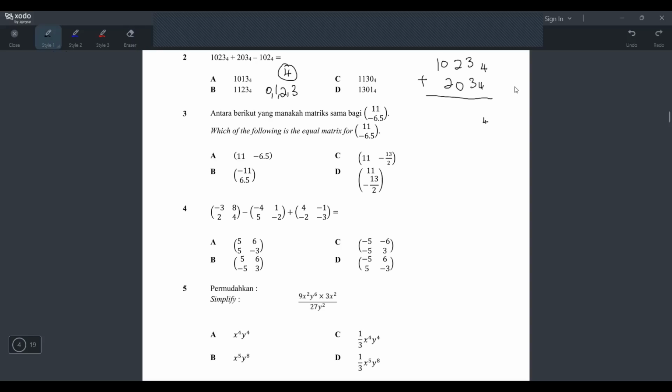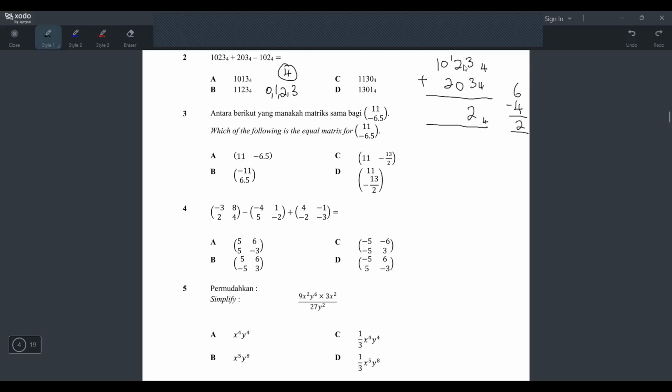Okay, 3 plus 3 is 6. But since I cannot write 6, because in base 4 the highest digit you can see is 3, right? So what you do is you minus the base, you minus the 4, and see how many extra. 6 minus 4 is 2, right? It means the 2 you write here. But since you minus 4 one time, you will plus 1 here. Okay, so you minus 4 one time, you plus 1 here. Okay, let's continue.